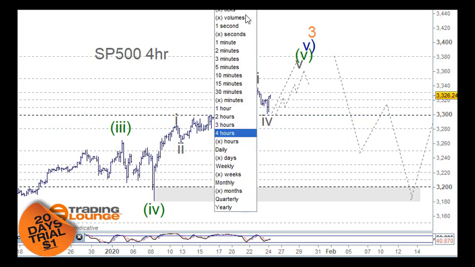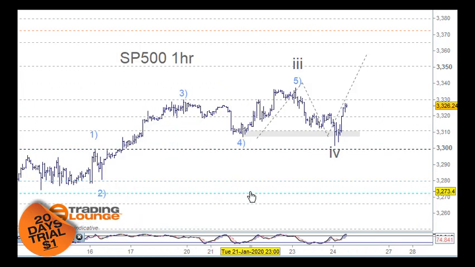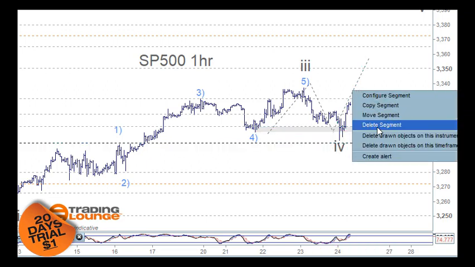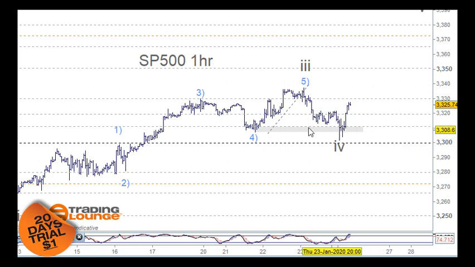Yeah, so let's just go to the hourly chart here. So yesterday when we spoke, we were looking for wave 5 to move to the upside, and then wave 4 to pull back to the wave 4 of 1 lesser degree. So that's occurred here. So we can just remove some of these here.